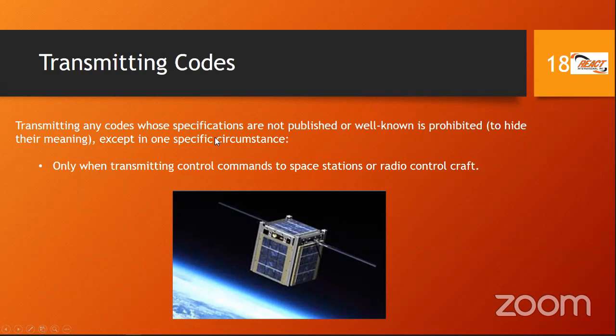Now, this is not Morse code or Q codes that we're talking about. Those are known. Notice it says well-known. If it's not published or not well-known, it's prohibited. So Q codes and Morse code are well-known and published, and therefore those types of codes are allowed. But once it's not known or not published, you cannot use it as an amateur radio operator.